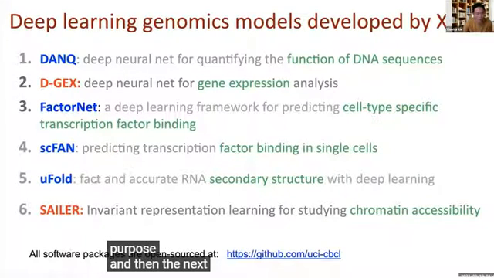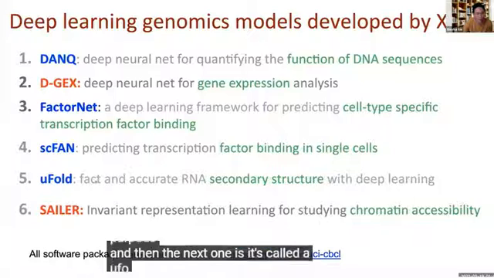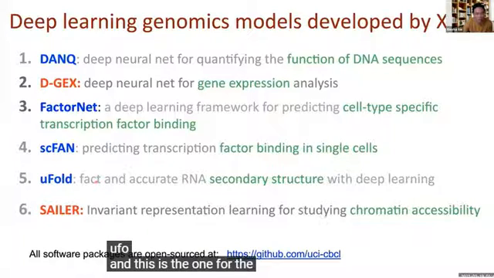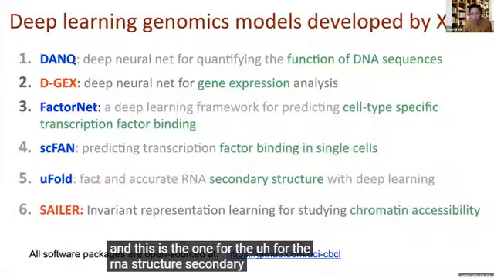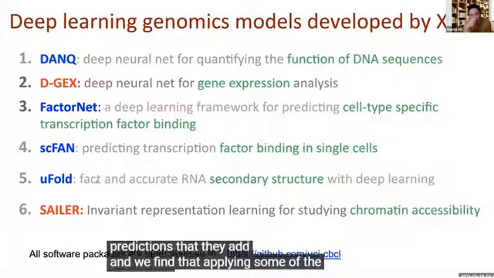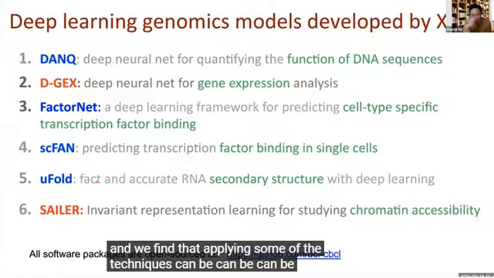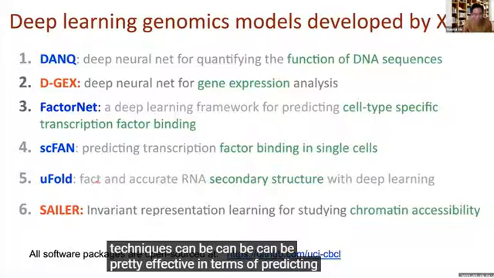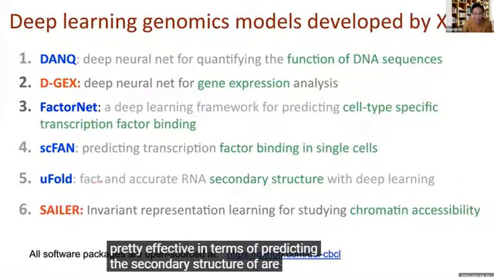And then the next one is called U-fold. This is the one for RNA secondary structure prediction. We found that applying some of these techniques can be pretty effective in terms of predicting the secondary structure of RNAs as well.